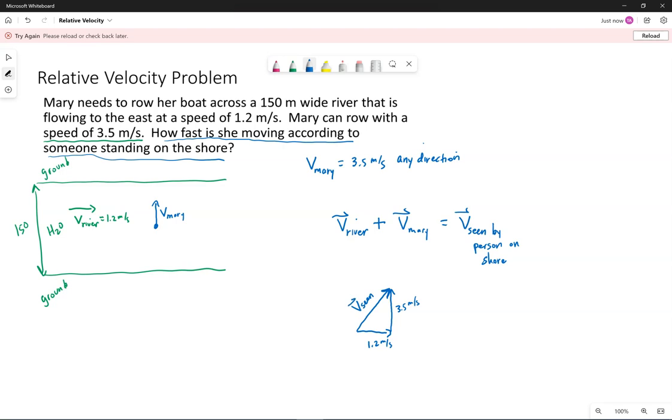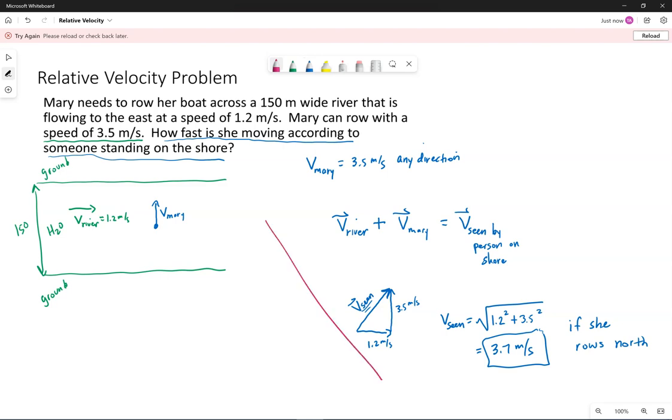The question is asking simply how fast is she moving? So we can just solve for the magnitude, which is the Pythagorean theorem. So we would see Mary traveling faster because she's rowing and the river's helping to move her. And so overall, she's moving at 3.7 meters per second. So this is if she rows north, directly across the river.